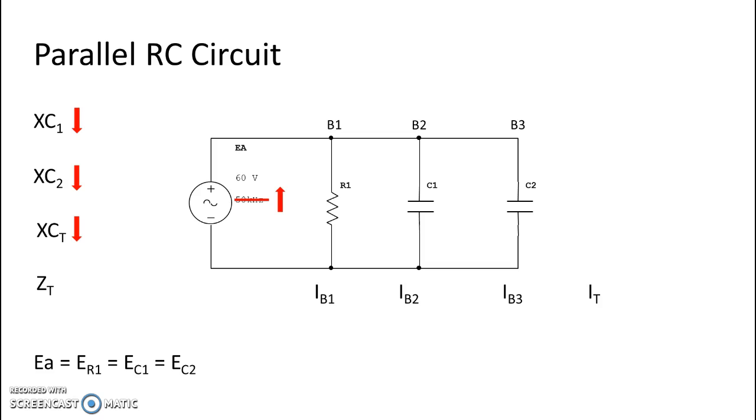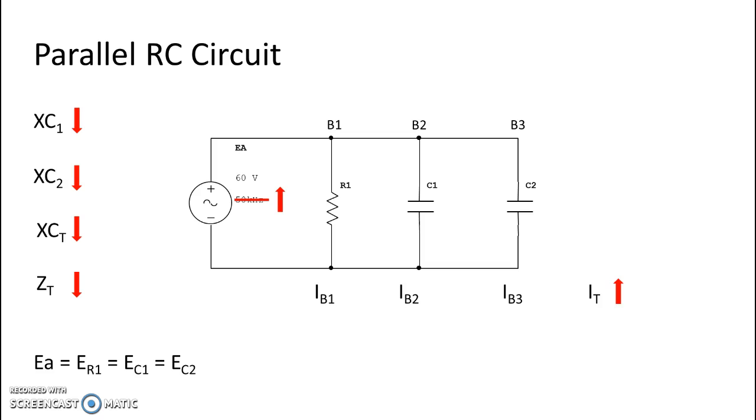Again, reciprocal formula, we are expecting impedance to be smaller than the smallest value. If we are putting in smaller values, we are expecting a smaller one out. Now, if the total ohmic value of the circuit goes down, we are expecting current to go up.